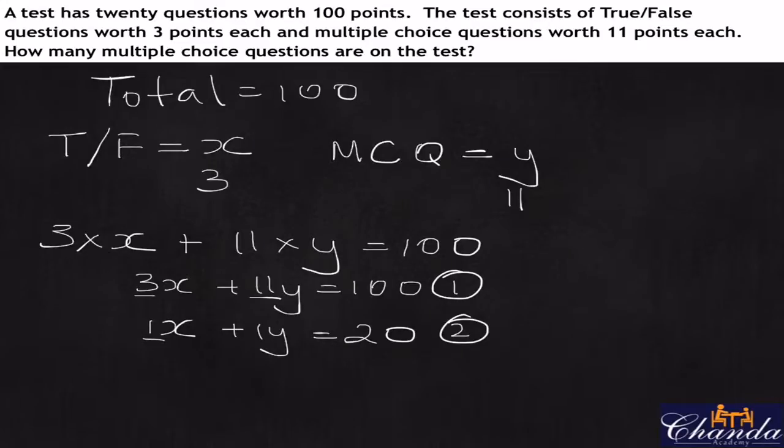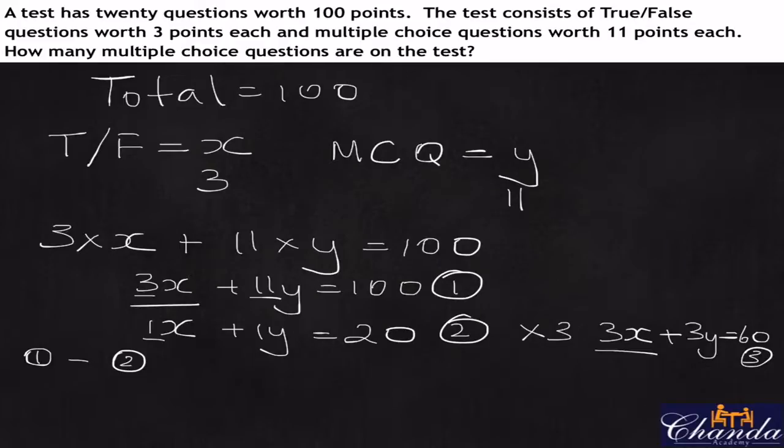So if I was to multiply this equation by 3, this would turn it into 3x plus 3y equals 60. Let's call it equation 3. Now, if I was to do equation 1 minus equation 3, this would be 3x minus 3x, so the x's get cancelled out, 11y minus 3y, giving me 8y, and then 100 minus 60, which gives me 40. So y is equal to 40 divided by 8, which gives me 5.